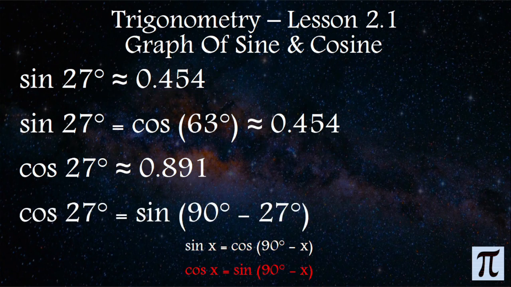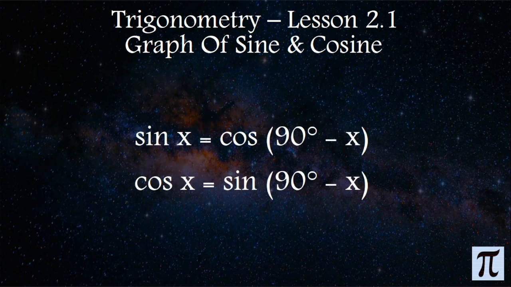And we'll do the same thing with cosine. The cosine of 27 is equal to the sine of 90 minus 27, which again is 63, which is approximately 0.891, and we have a match again. This relationship between sine and cosine tells us that they are cofunctions of each other.